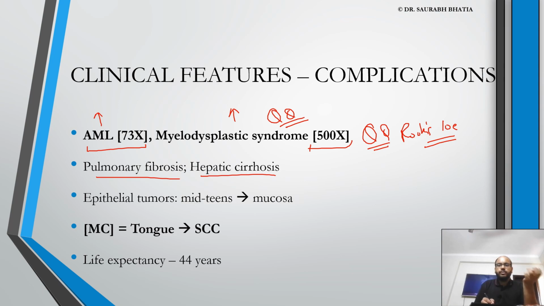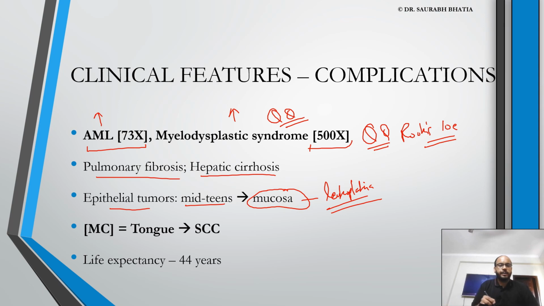These are all the organs which are undergoing repeated damage and they require repeated cell replication to make sure that the organ is okay. But because of improper cell division, they're not able to maintain that homeostasis. The epithelial tumors are seen mid-teens and onwards, and mostly the mucosa is affected first. Remember, you have leukoplakia as a manifestation.